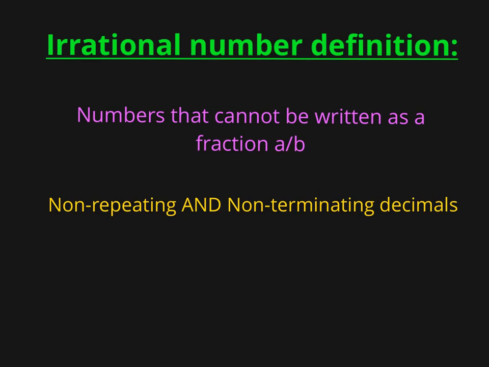Alright, so here is the irrational number definition. Definitely pause the video and write this down. The definition says: numbers that cannot be written as the fraction a over b, in which a and b are integers. So what that means, 2 is an integer, 3 is an integer. These are numbers that cannot be written in that form.